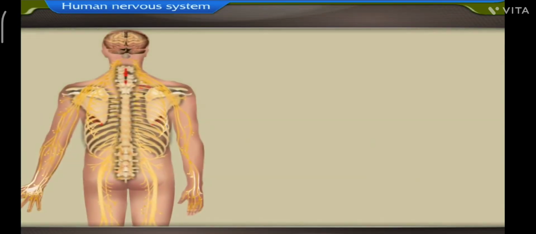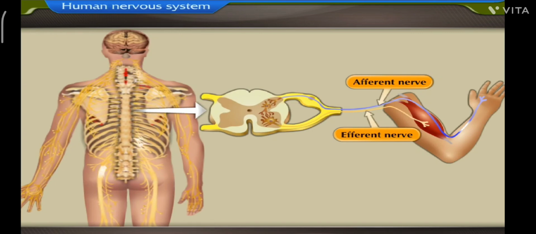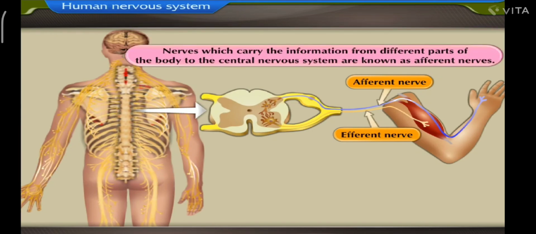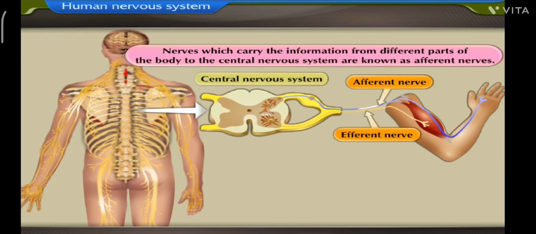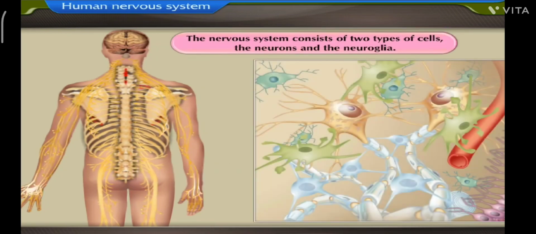On the basis of function, the nerves are divided into afferent nerves and efferent nerves. The nerves which carry the information from different parts of the body to the central nervous system are known as afferent nerves, while the nerves which carry instructions from the central nervous system to the different parts of the body are called efferent nerves. The nervous system consists of two types of cells, the neurons and the neuroglia.